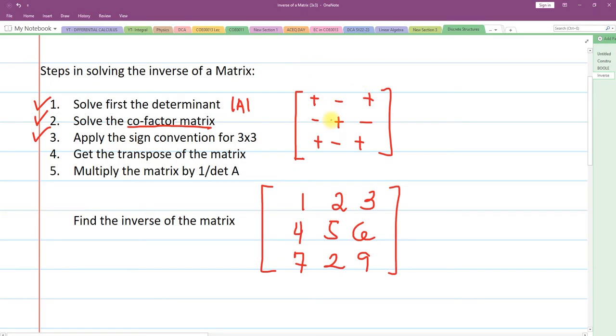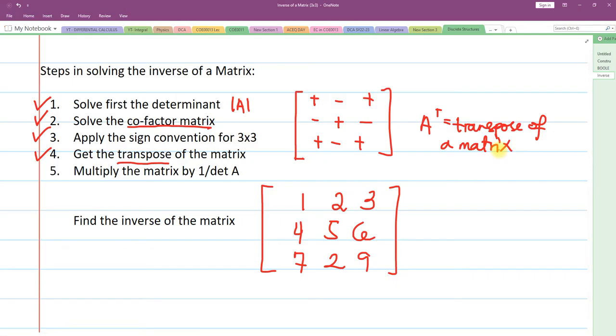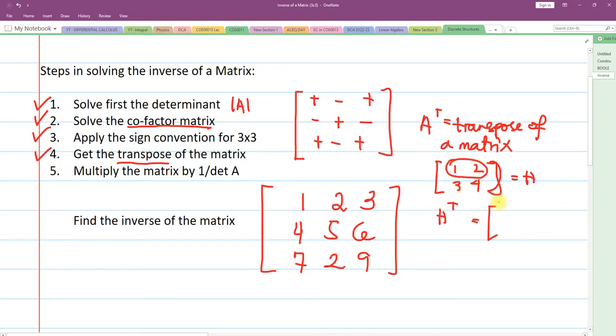After that, we are going to get what we call the transpose of a matrix. If you have a matrix A, A raised to T means the transpose of the matrix. The transpose of a matrix is simply interchanging the rows and the columns. So if I have, let's say, a matrix A of 1, 2, 3, 4, and I'm going to get the transpose, that would be simply interchanging the rows to become columns. These are the rows.